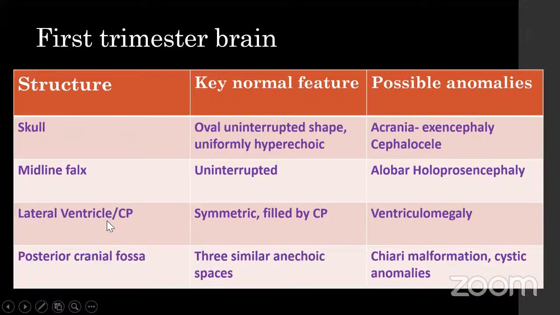The lateral ventricle and choroid plexus, although there is no such criteria to measure and say ventriculomegaly in first trimester, but yes, usually the choroid plexus fills up symmetrically to both ventricles, if there is some space, then you suspect ventriculomegaly. Again, it is subjective and you need to call back the patient at a later stage. Posterior cranial fossa, I just spoke about the 3 intracranial spaces. If there is any problem, you suspect Chiari malformation or cystic anomalies. Now, having gone through the first trimester, we come to the second trimester.